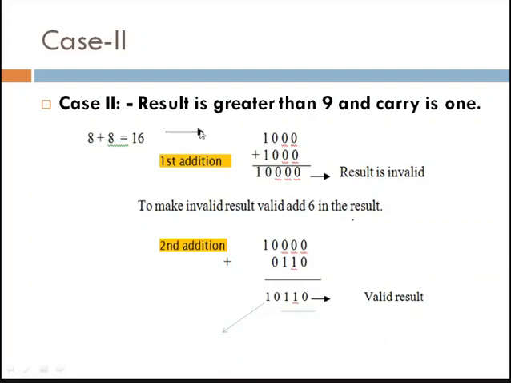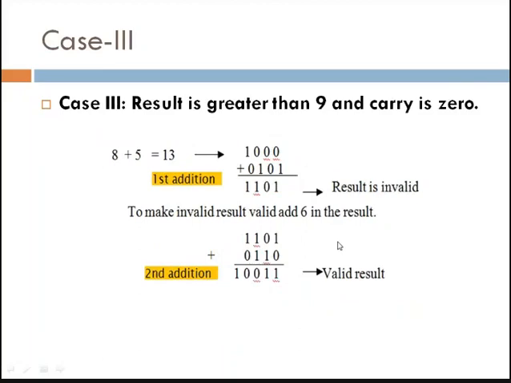But in that case you have to perform addition two times. This is the first addition, which is invalid. That's why we have to consider the second addition. In that second addition, we are adding a 6.